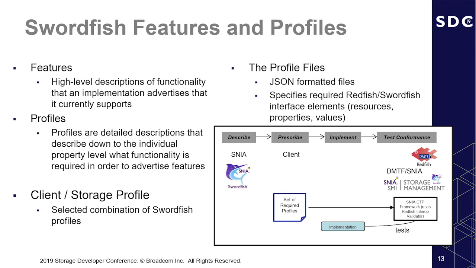What are the required properties? What are the required values? What's optional? What we've done is basically said that for each feature, and I'll go through all of these in a little bit, there is a profile file that corresponds to that. The profile may have dependencies, but to make things very clear, there's a one-to-one mapping. So if you want to look at a particular feature, you can go look at this single file.